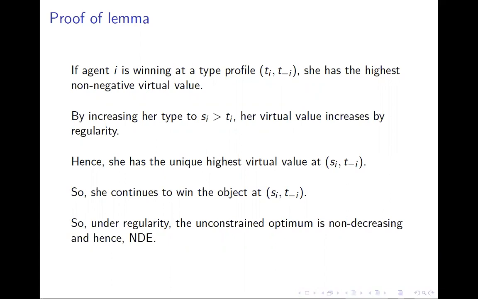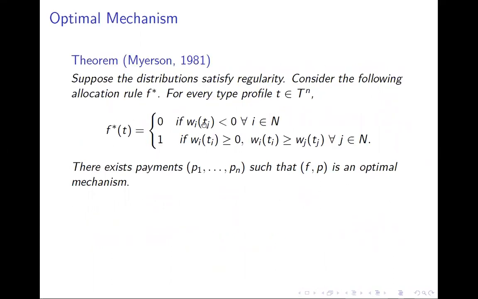property. We know that if a particular allocation rule satisfies non-decreasingness, we can always construct payments so that F star and P becomes a DSIC mechanism. We know that any non-decreasing allocation rule can be converted to a DSIC mechanism. So this result follows from the theorem in the previous slide, the theorem that BIC can be converted to DSIC.